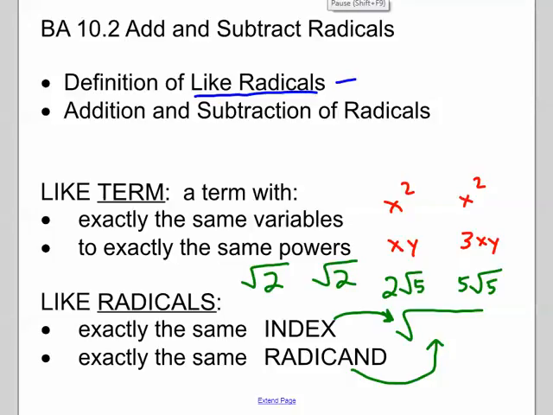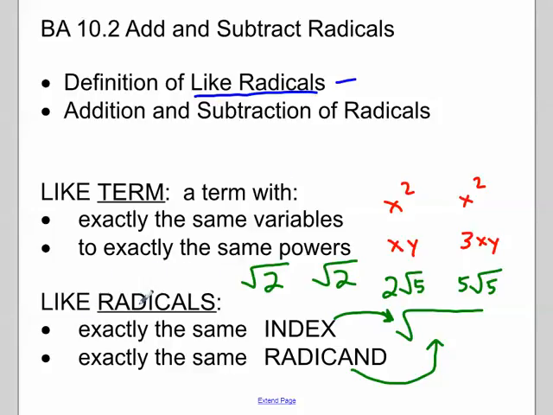So we're going to simplify. We're going to add and subtract like radicals. The first video was taking a look at what a like radical is. If we wanted to add and subtract radicals, we had to take a look at what we can add and subtract. We can add and subtract like radicals.